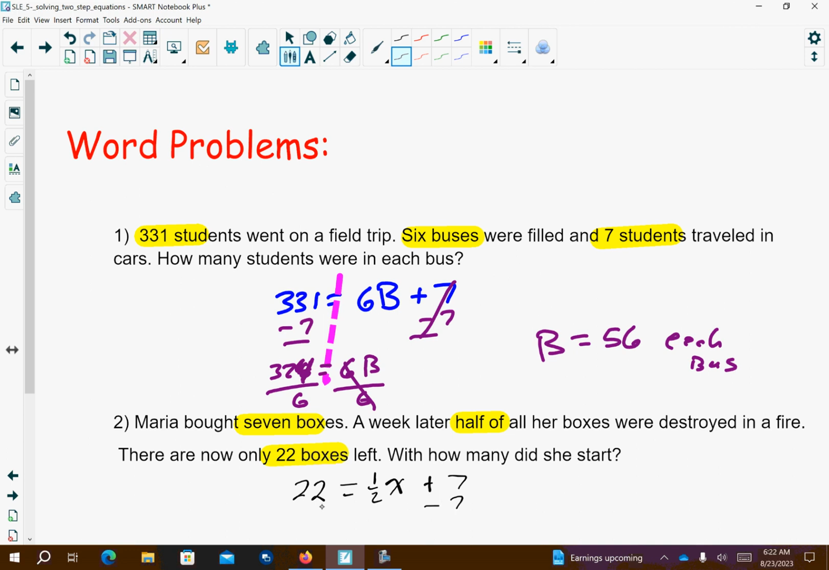Now we can go ahead and subtract 7 from both sides. So that says 15 equals half x, or x over 2. Multiply both sides by 2. So it looks like she had 30 boxes. That's what she started with.